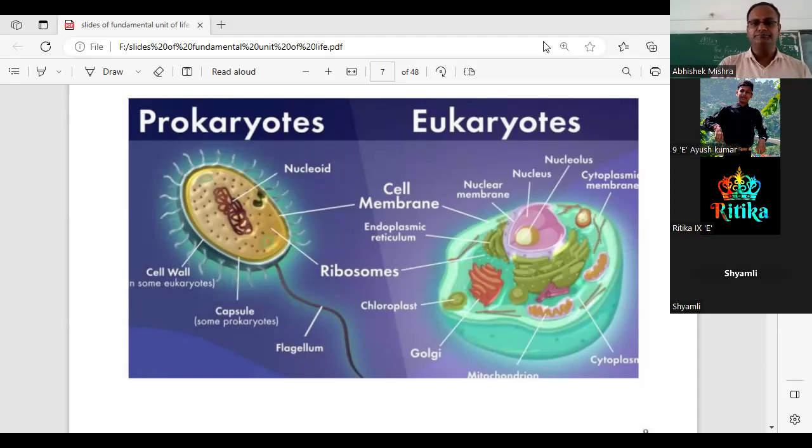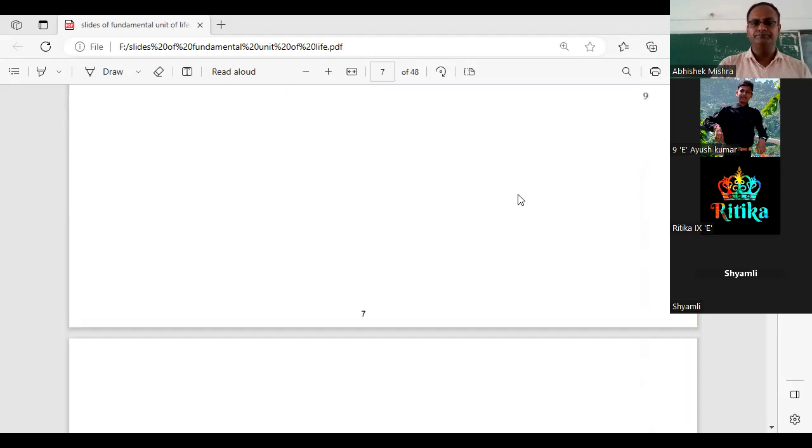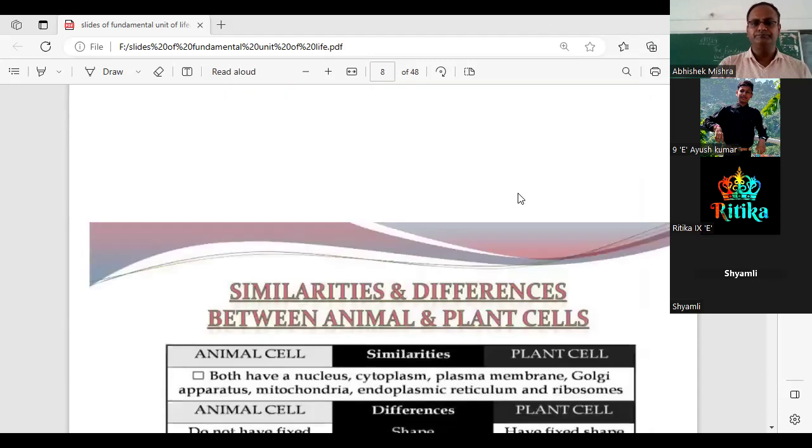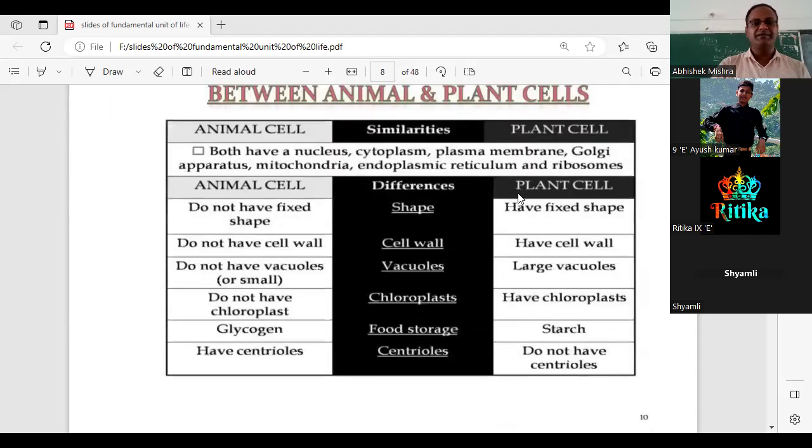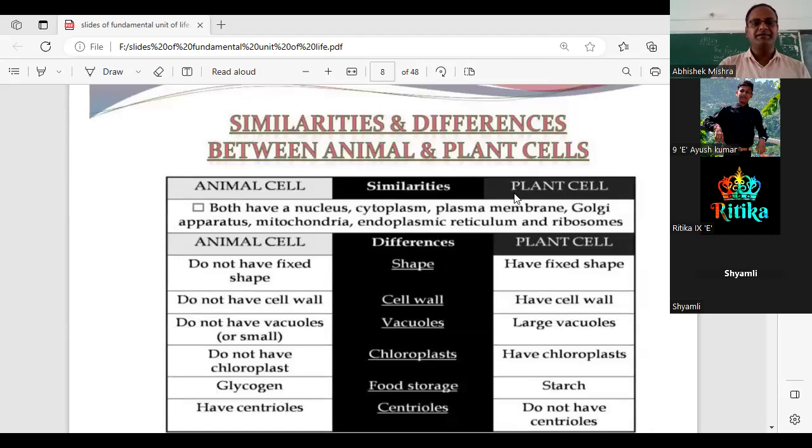Okay, now we are going to the next portion. Let me allow some of the students, they have joined. Next, we are coming to the similarities and the differences between the plant and the animal cell. A very common similarity is that they both have the nucleus, cytoplasm, plasma membrane, that is a cell membrane, Golgi apparatus, mitochondria, endoplasmic reticulum.